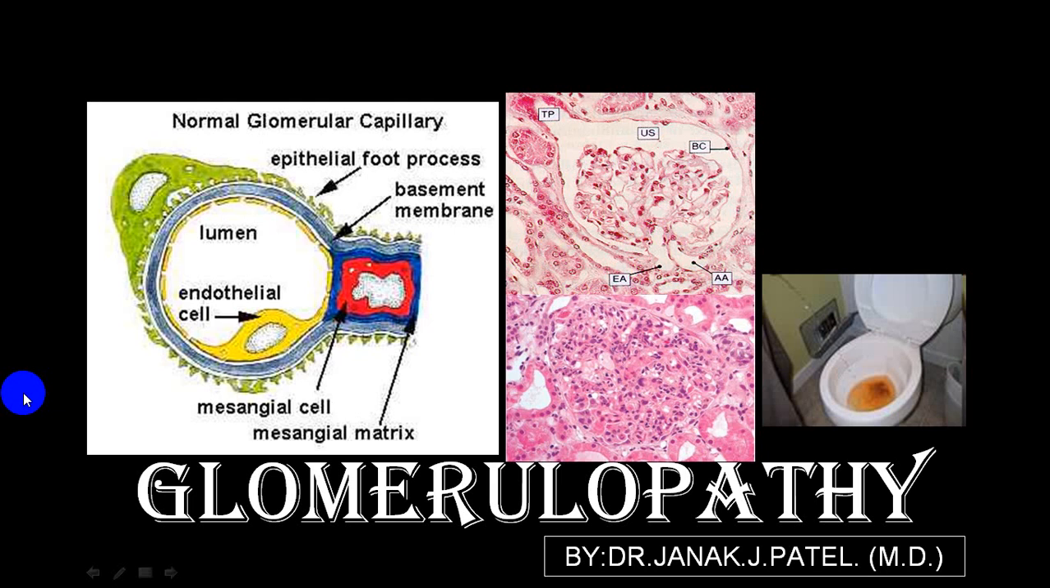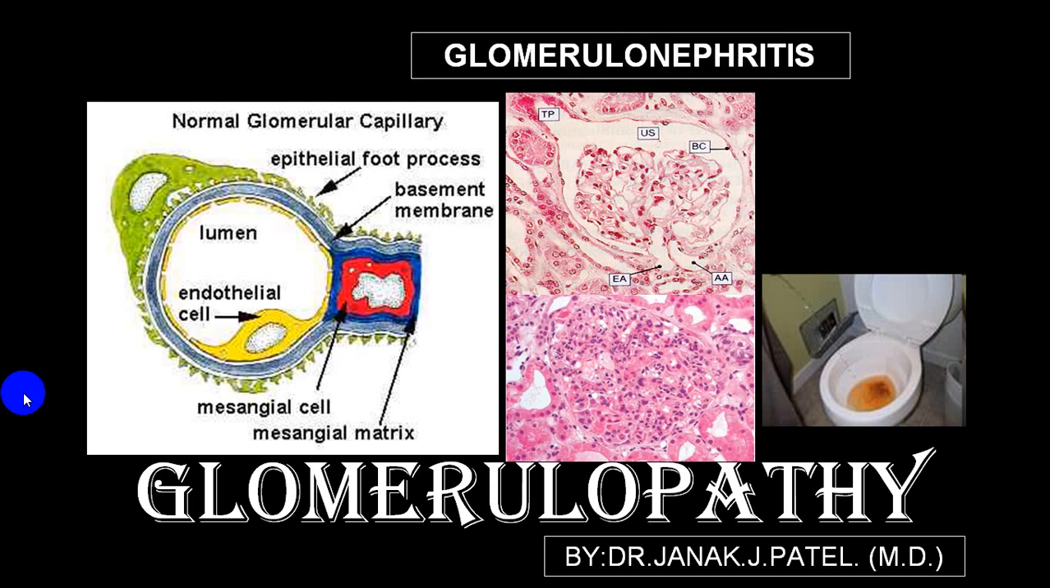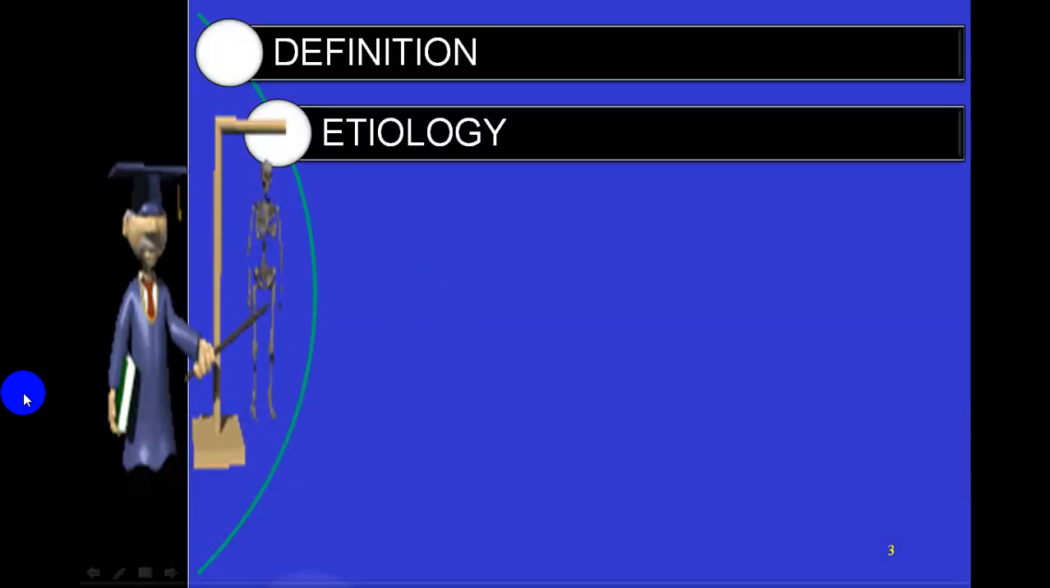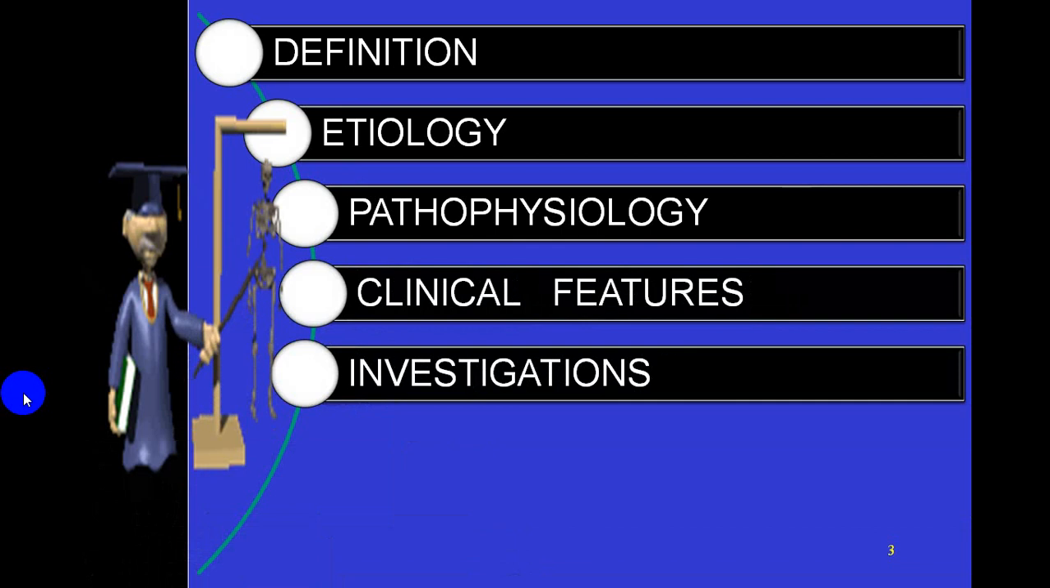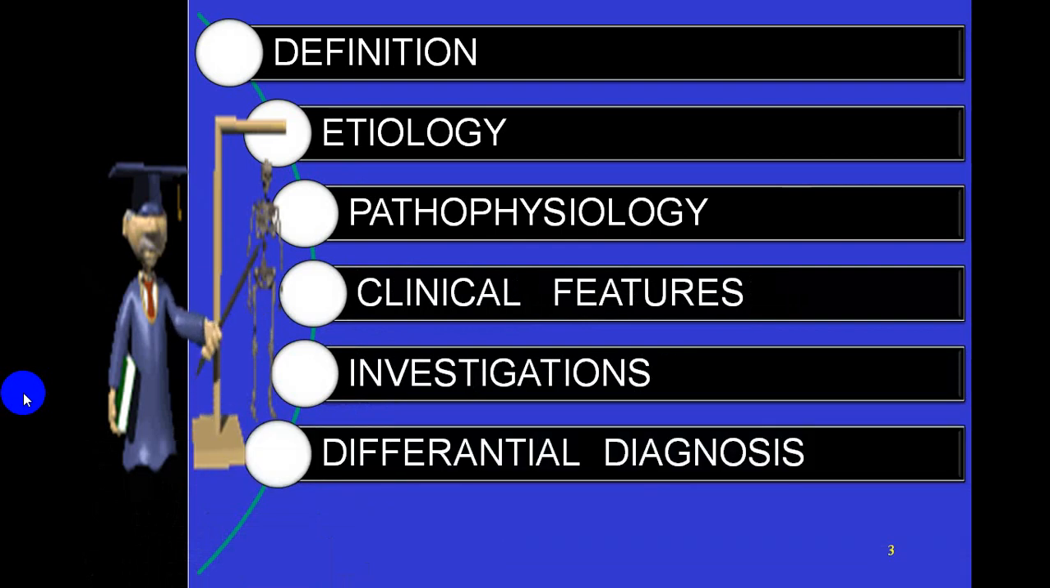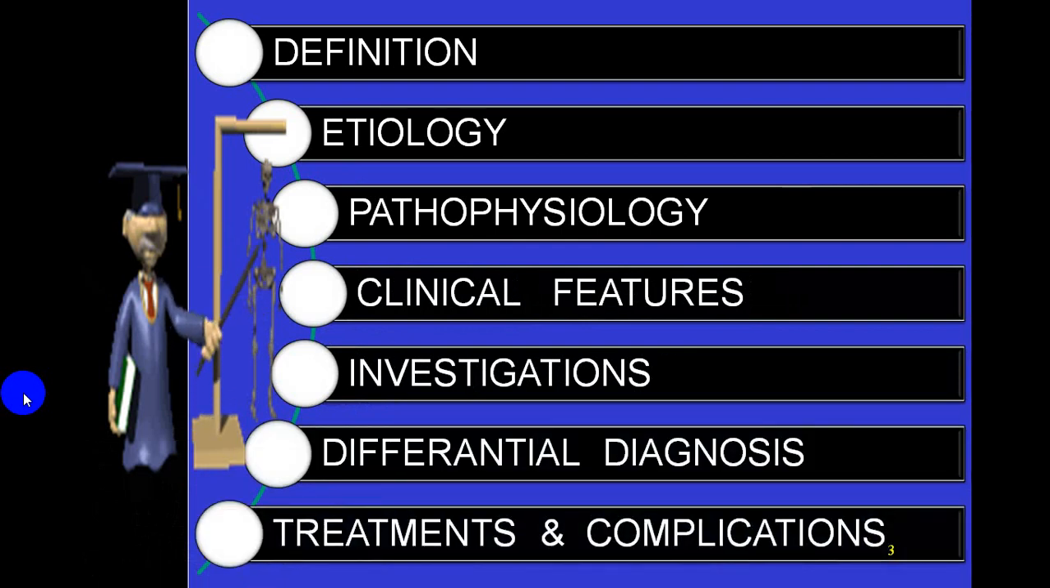I'm Dr. Janak Patel. I'm going to talk on glomerulonephritis. There are two terms, glomerulopathy and glomerulonephritis. We can also call that acute nephritis or glomerulonephritis, or post-streptococcal glomerulonephritis. We'll be discussing under the following headings: definition, etiology, pathophysiology, clinical features, investigations, differential diagnosis, treatment and complications.